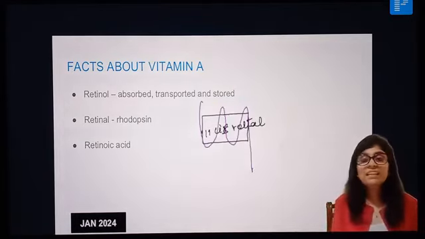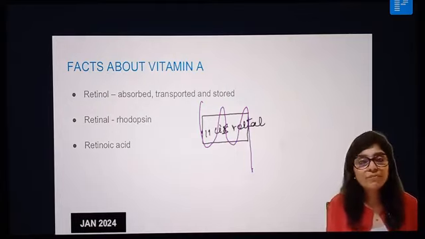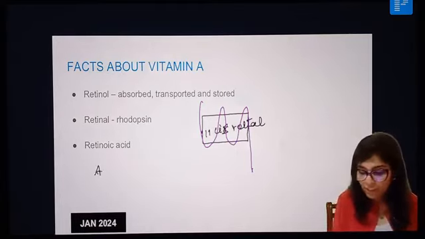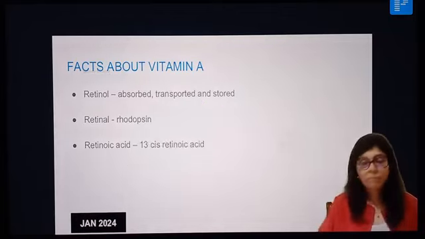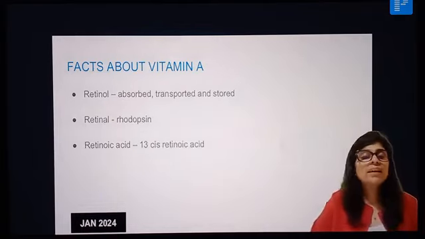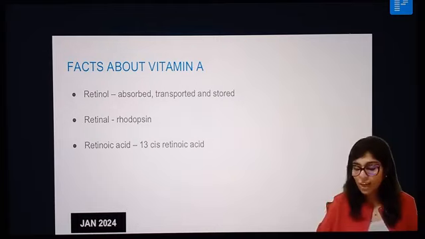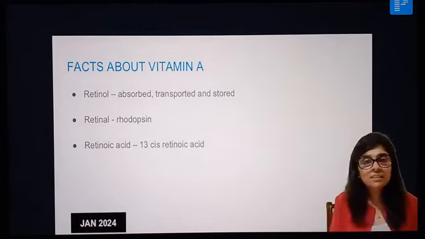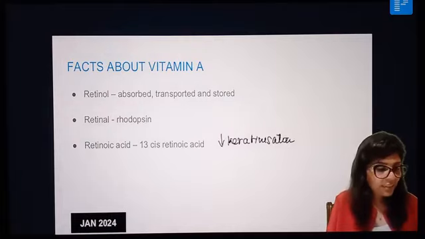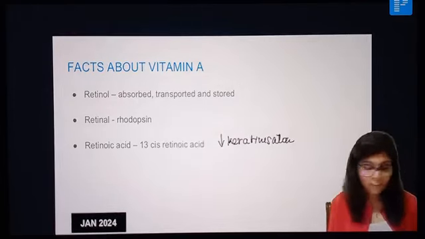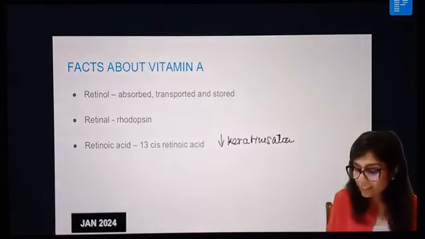So the last one, retinoic acid. There are two forms of retinoic acid. One is all-trans retinoic acid. The other one is 13-cis retinoic acid. Now, what is the significance of 13-cis retinoic acid? This suppresses keratinization of epithelium. Do you all understand this? Good question. I'll tell you both. So 13-cis retinoic acid suppresses keratinization of epithelium.